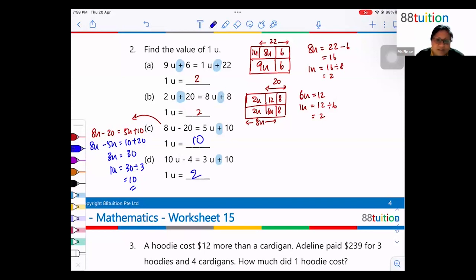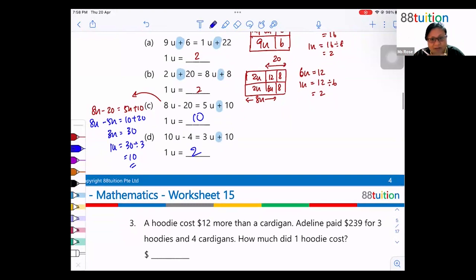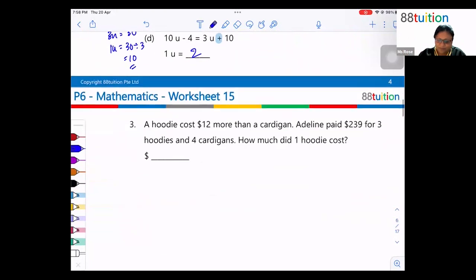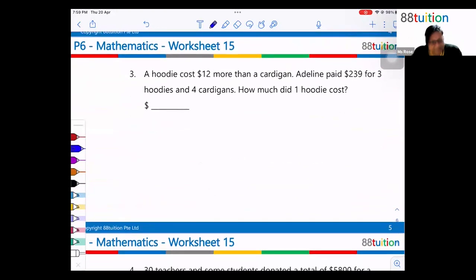So the last one is 2. Now, if you don't know how to do part D, later on, you stay back, okay? Then I'll go through with you. Now, I'm going to go through number 3.